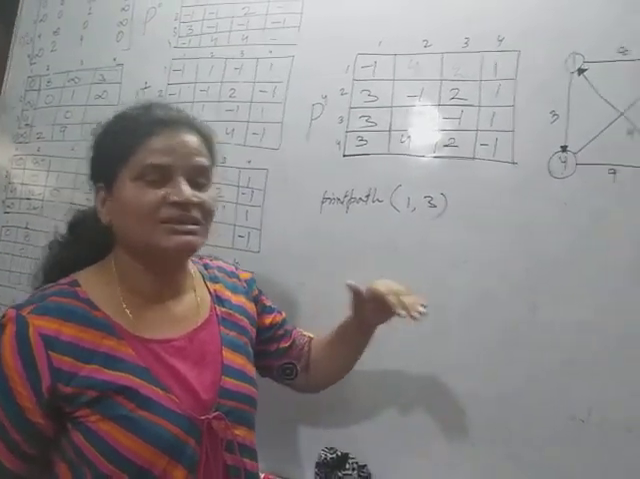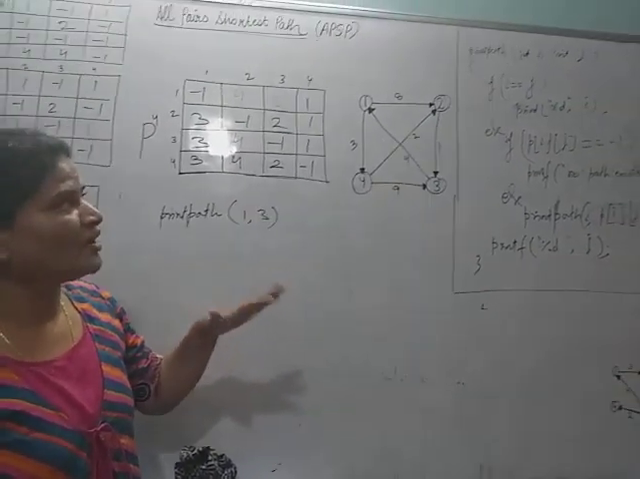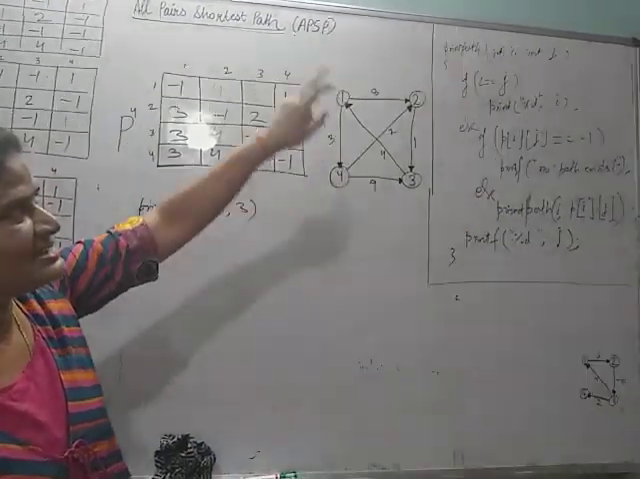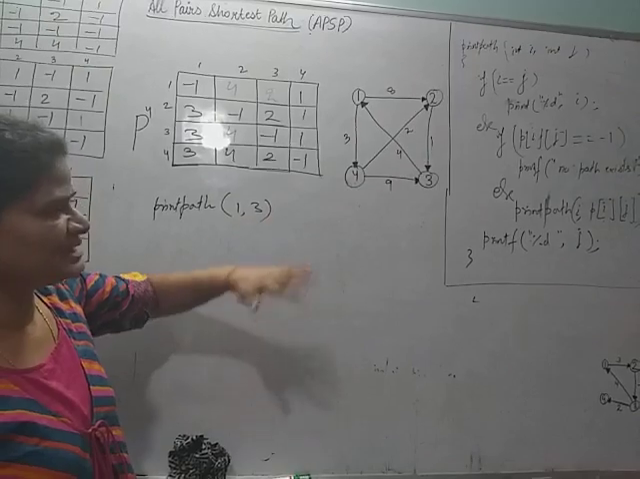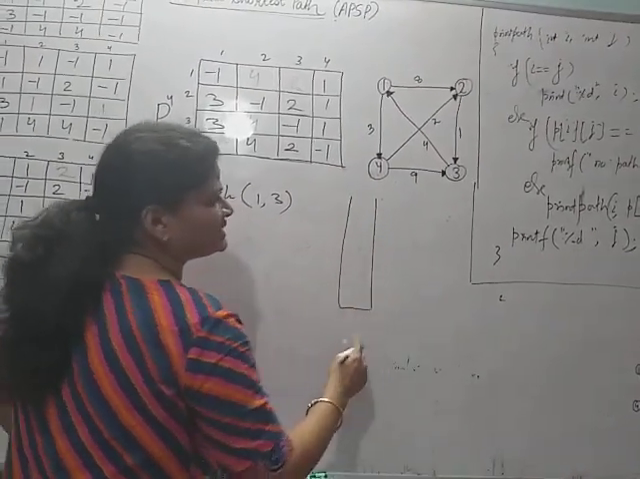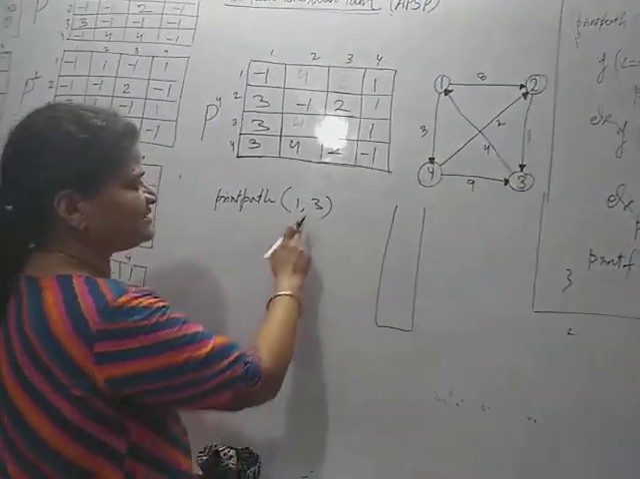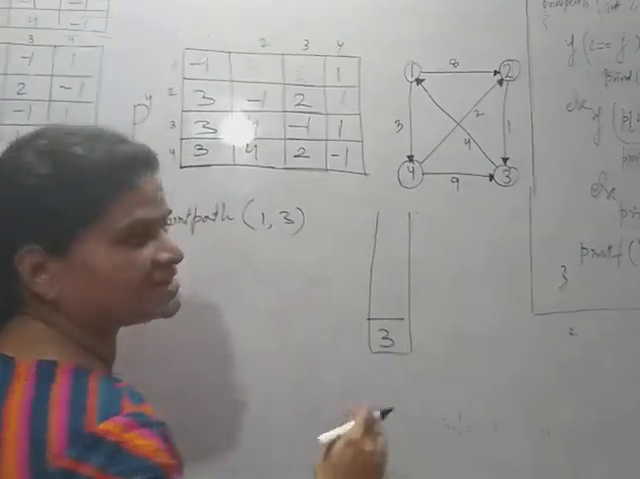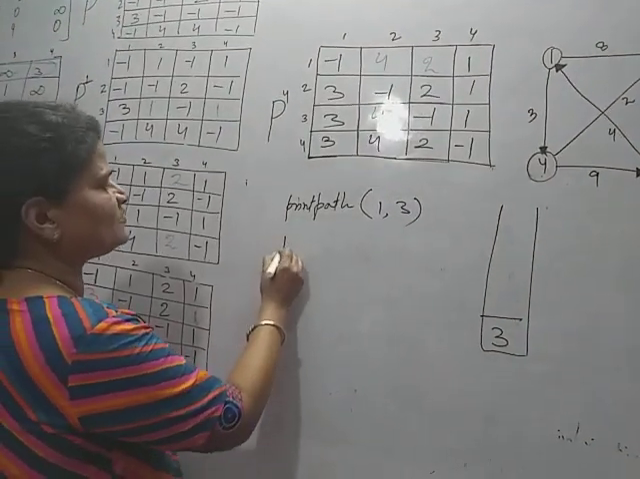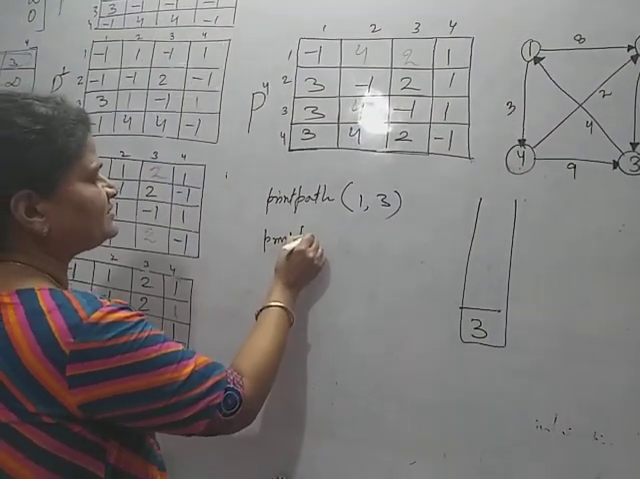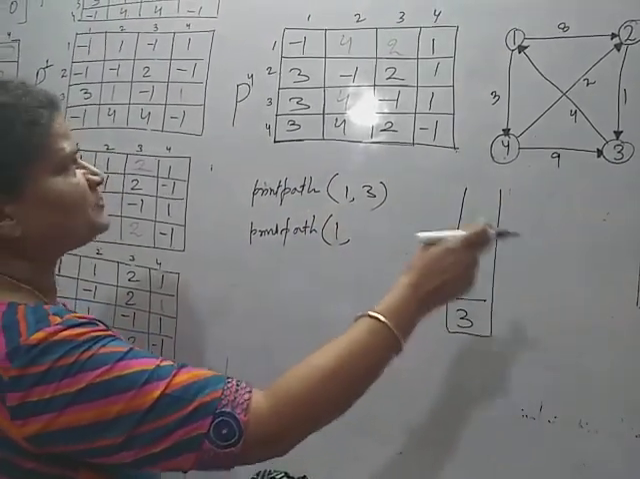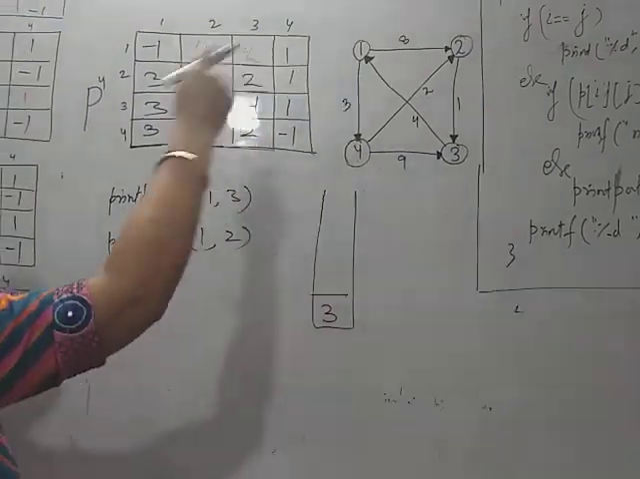You know that whenever there is a recursive call, all formal and local parameters are pushed onto the stack. Both i and j are pushed, but just for tracing, because only j is changing, I am pushing only j. At present the value of j is 3, so 3 will be pushed onto the stack, and the function will be called the next time with PrintPath(1, 2), that is i and P[i][j].